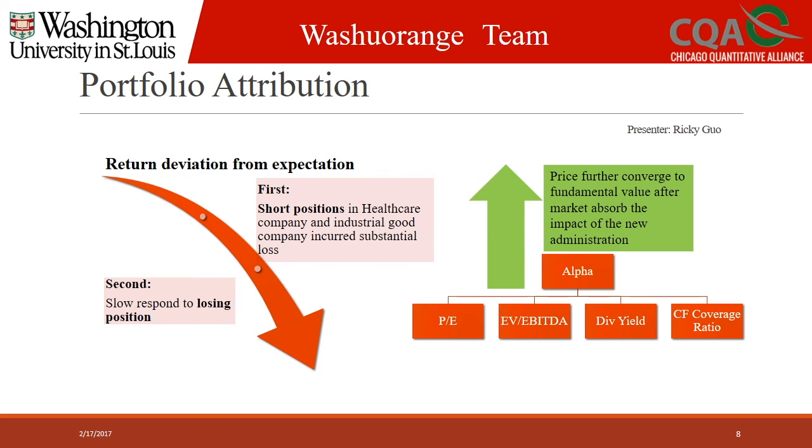After the new year, the market started to properly absorb the political and economic impact of the new administration, and stock prices started to converge to fundamentals. There are two major reasons that limited our performance. First, several short positions in a healthcare company and an industrial goods company incurred substantial losses. Second, we didn't clear our losing positions because we expected their returns to converge to fundamentals. However, apparently there are some outliers that we should have gotten rid of earlier.